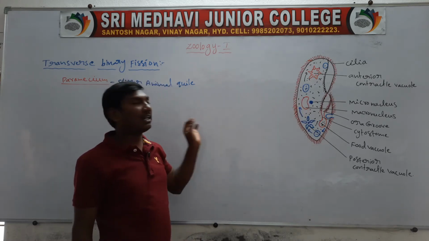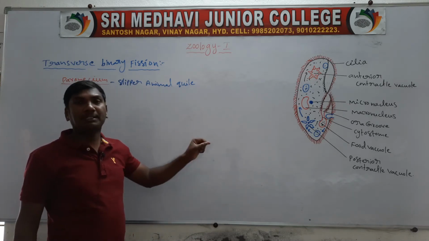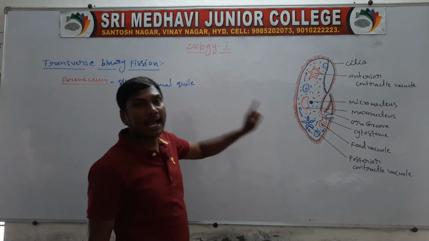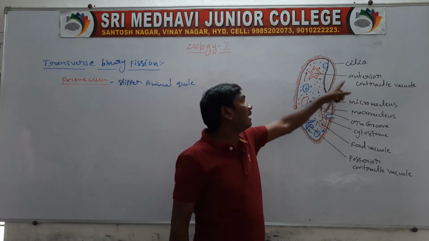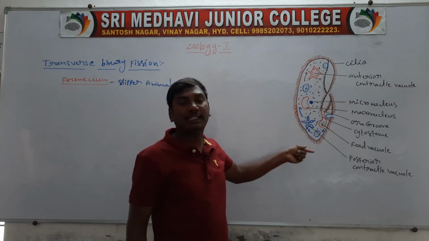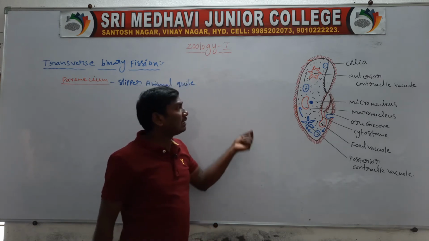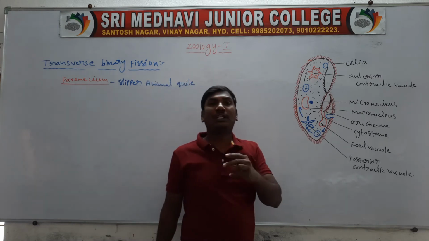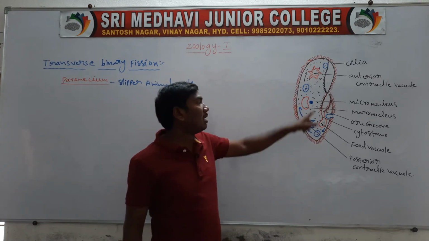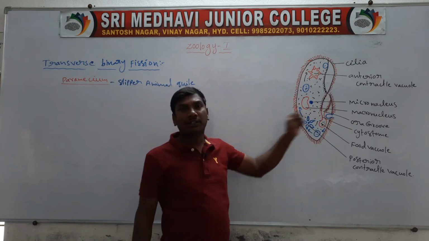Once again, the paramecium looks like a slipper, so it is called slipper animalcule. The body is covered by short hair-like structures, the cilia. The cilia help in locomotion. Next one, the paramecium contains two nuclei, one small and one large. The small nucleus is called the micronucleus and the large nucleus is called the macronucleus.